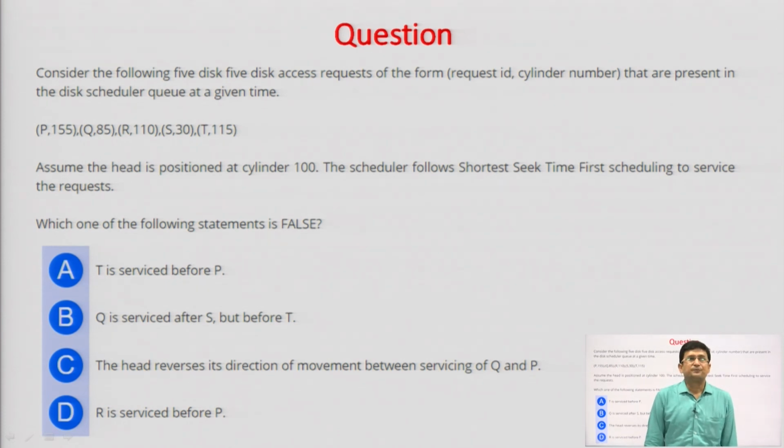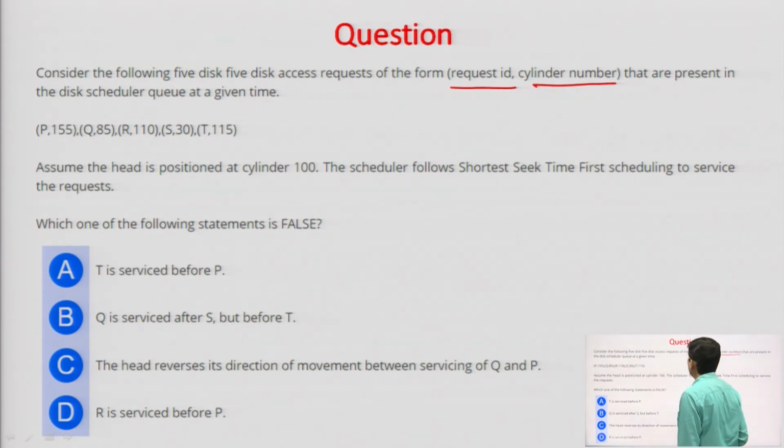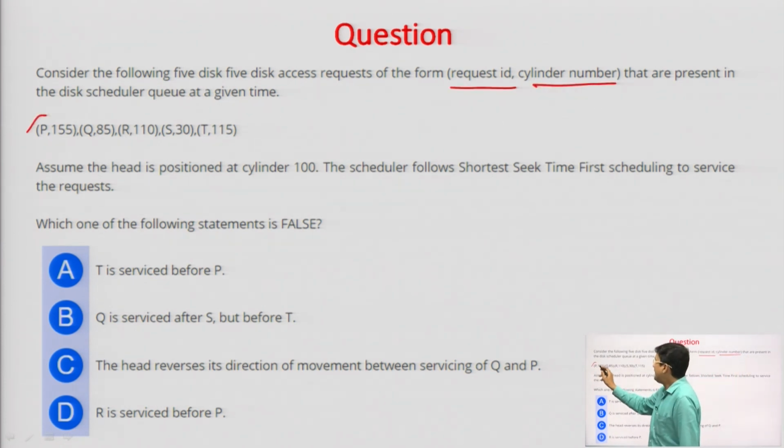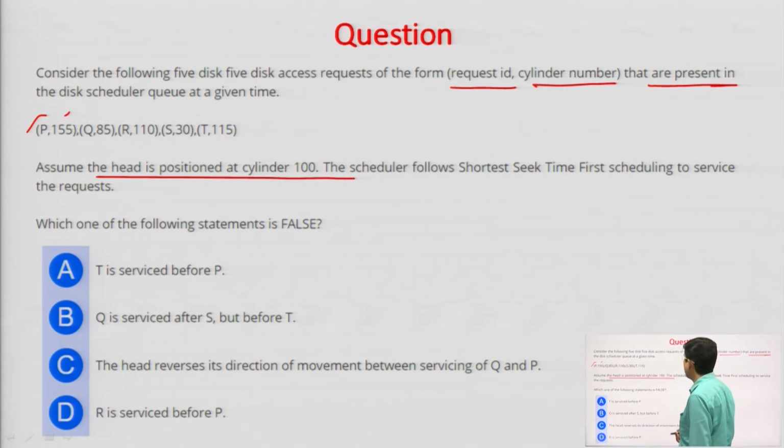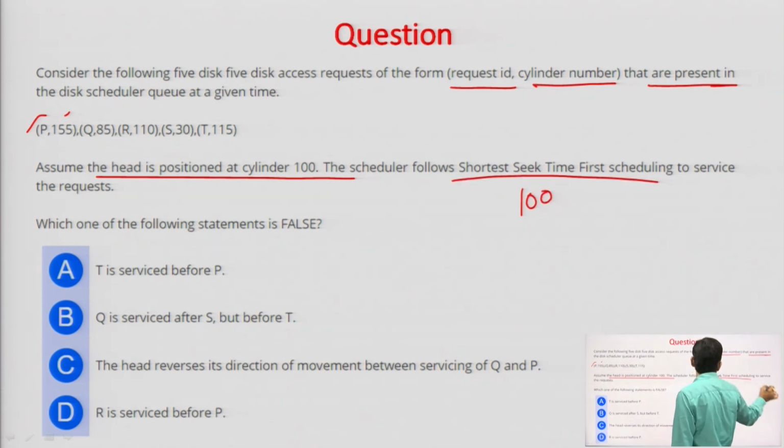Now, the next one is a logical question. Consider the following 5 disk access requests in the form of request ID, cylinder number. So, P is the request ID and 155 is the cylinder number. These are present in the disk scheduler queue at the given time. Assume the head is positioned at cylinder number 100. So, 100 is the current location, and it follows the shortest seek time first algorithm for serving the requests, and we have to find out which of these statements is true.